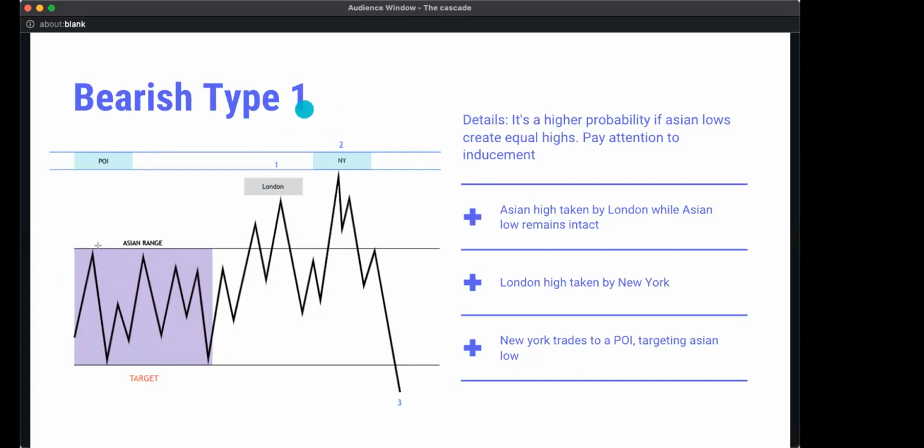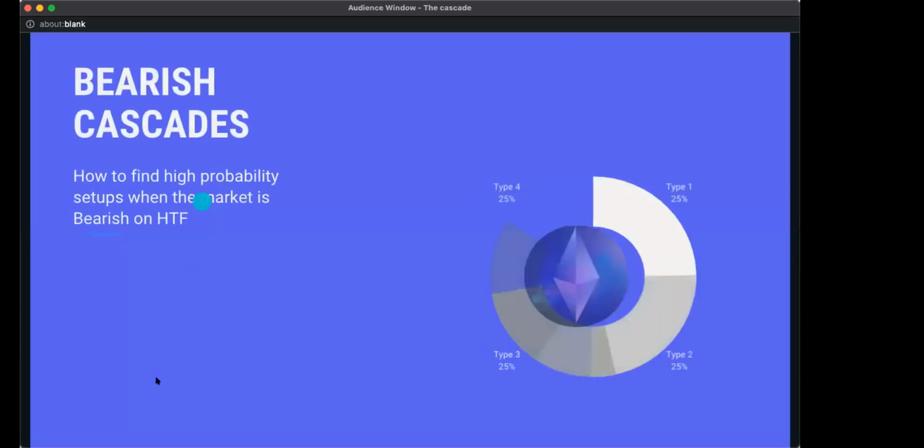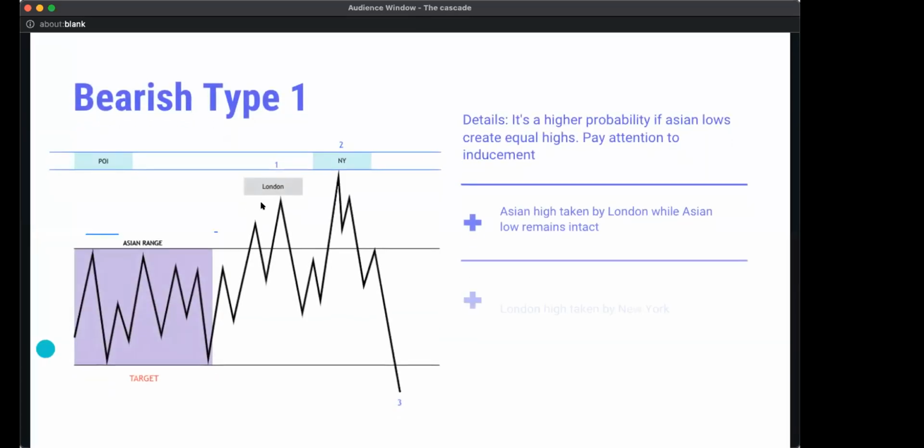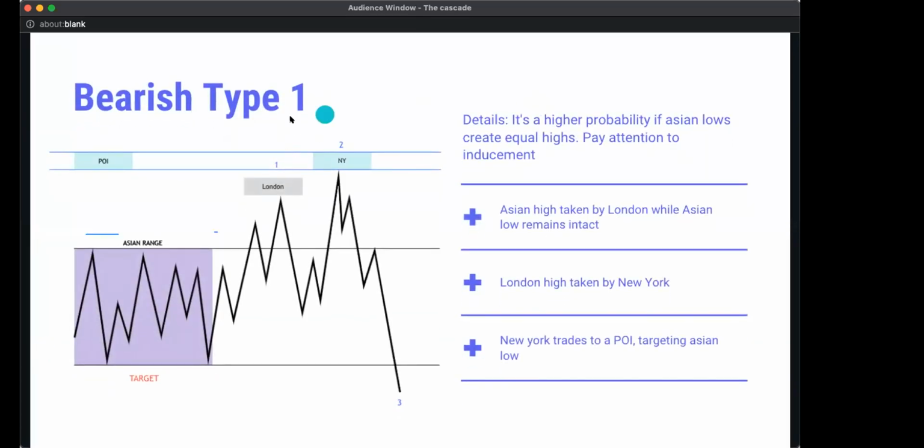So basically it's like a stair step or a cascade. So we have here, here, into New York. Just think of it as a cascade going up, boom, boom, boom, into a POI from the previous day, and then you're targeting the Asian range liquidity.